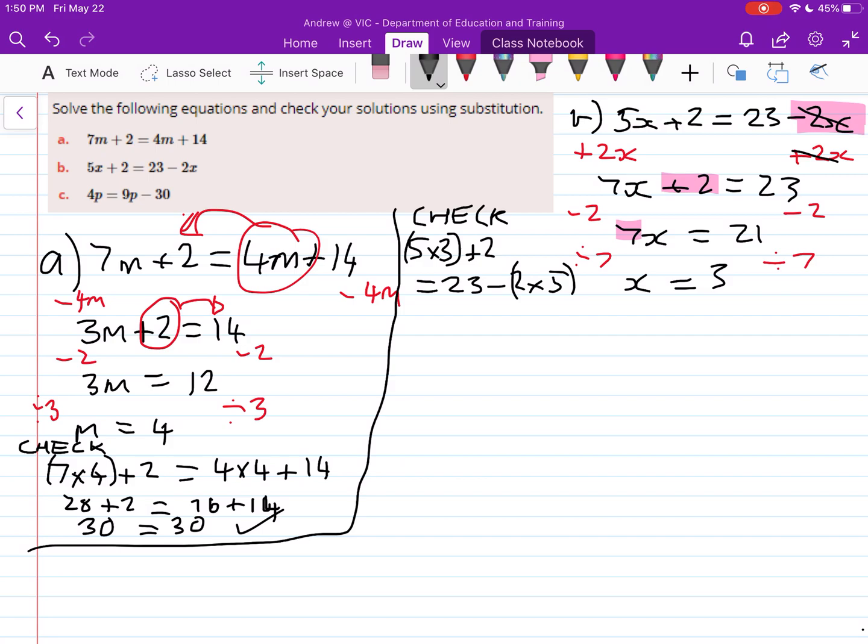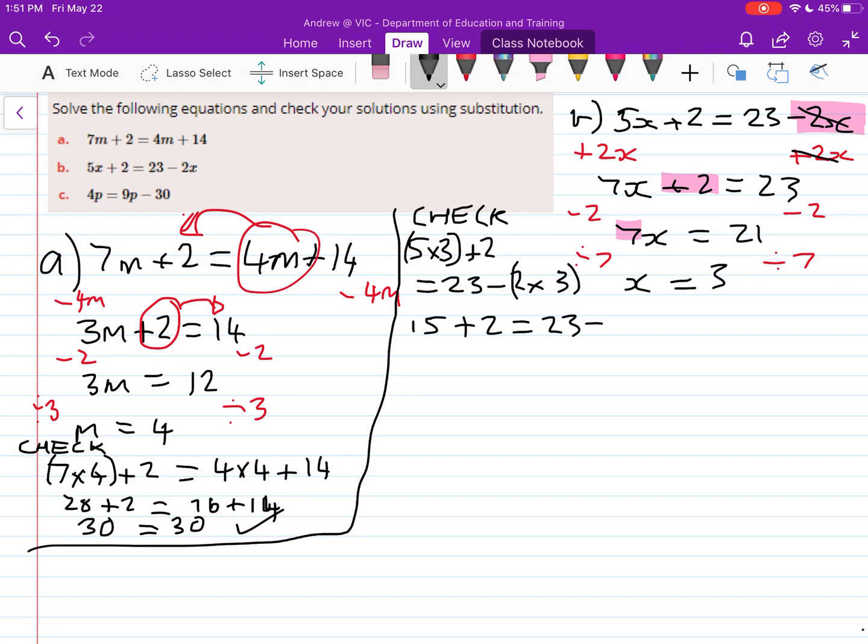So, I'm just going to write this again and we'll write it out in full line here. So 5 times 3 is 15 plus 2 is going to equal 23 minus 2 times 5. Oh, 2 times. Why did I write 5 there? I was like, what have I done wrong? This is a 3. Sorry about that. Very easy to make silly little mistakes. I wrote 5 before and I had that in my head.